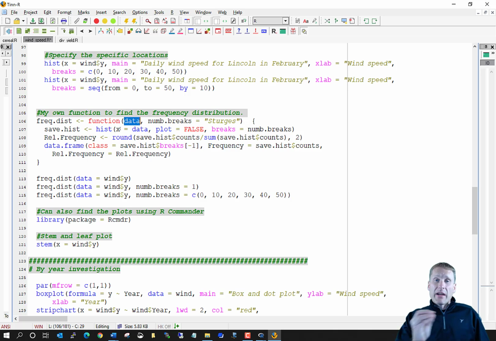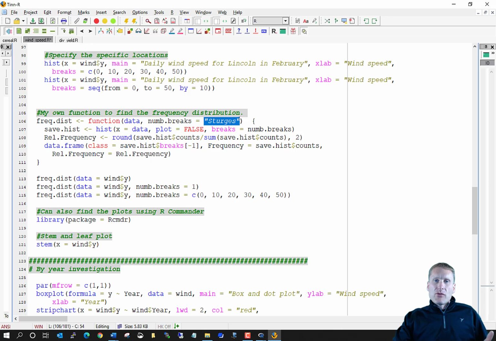So I'm going to pass in my data set into it. And then I need to say, well, how many breaks do I want? So num.breaks. So I could pass in a value of 2. I could pass in a value of 5. I'm going to have num.breaks as an argument.